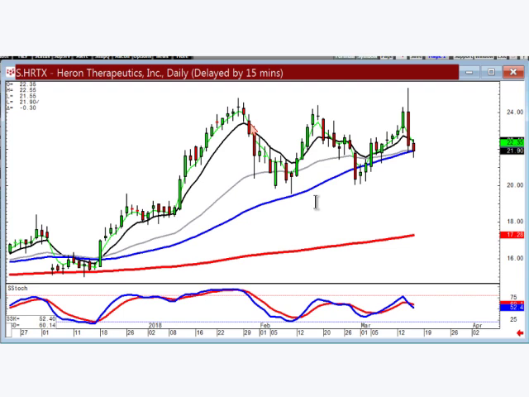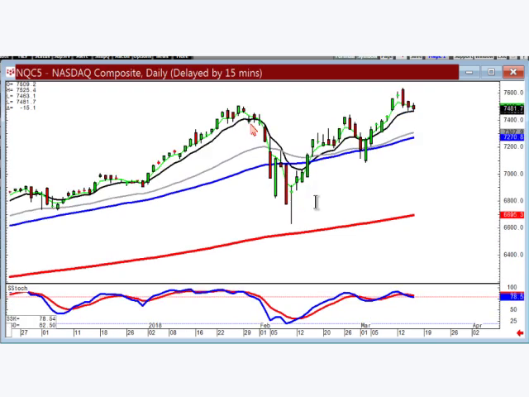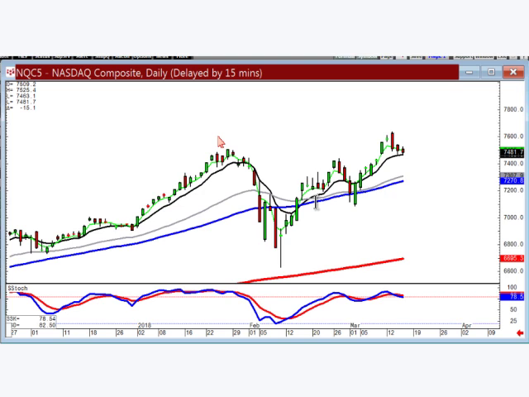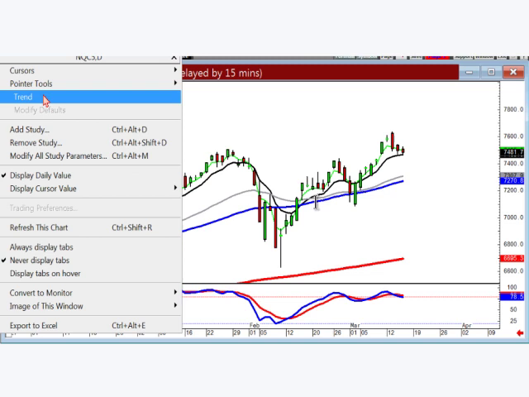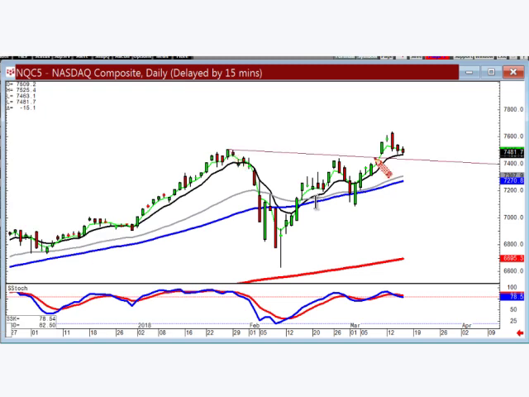NASDAQ had a hard time getting through this level, but you're sitting right here on the T line. It'll be important to see how they open this tomorrow. If they trade it below the T line, now you can project that you might be in this uptrending channel, which means they could be bringing it back down toward the 50.